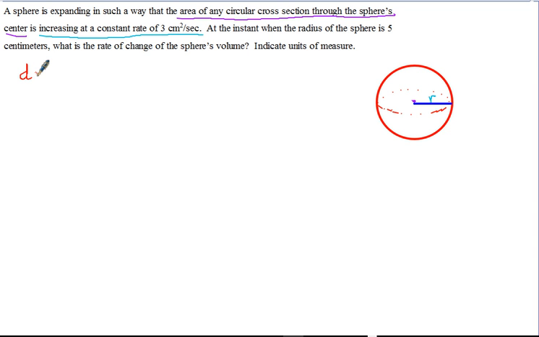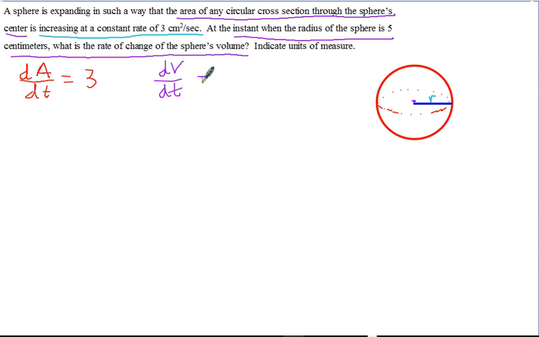So they're giving us dA/dt. It's increasing, so it's positive. And then it says at the instant when the radius of the sphere is 5 centimeters, what is the rate of change of the sphere's volume? So it's trying to find the rate of change of the sphere's volume, specifically when the radius is 5. And this time we are asked to indicate units of measure.